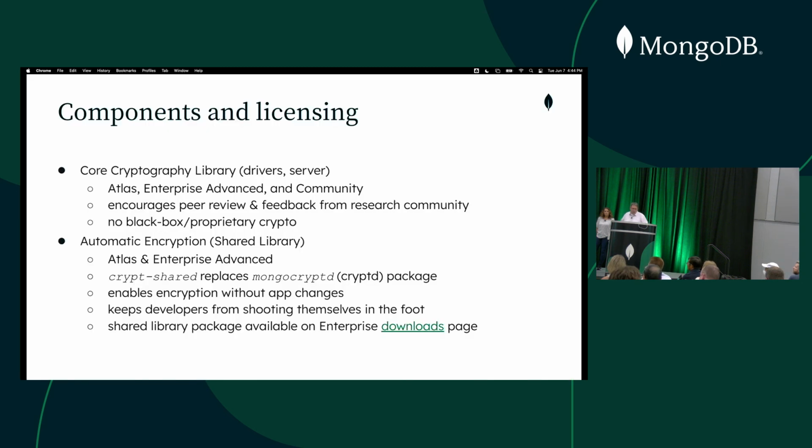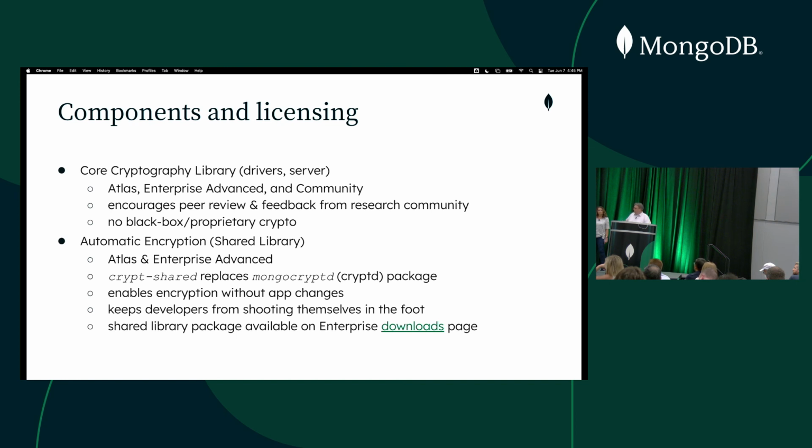How can I try it out? So the components and licensing, let's get into that. The core crypto is open. Actually, I'd say probably 90% of this is already on GitHub if you know where to look. It's supported in Atlas, Enterprise Advanced, and Community. We're big believers in no black box and open standards. We really encourage the security community, the crypto community, to give us feedback, to review it, to do the cryptanalysis.